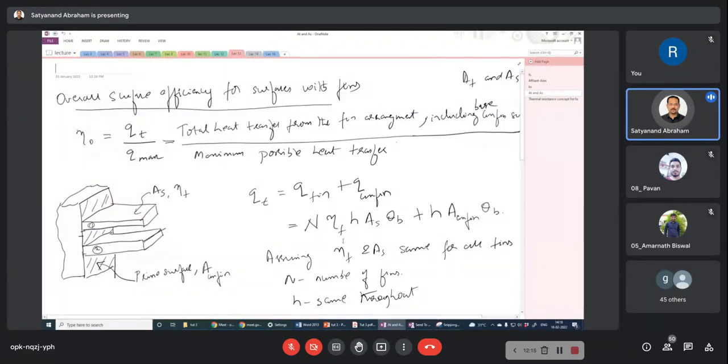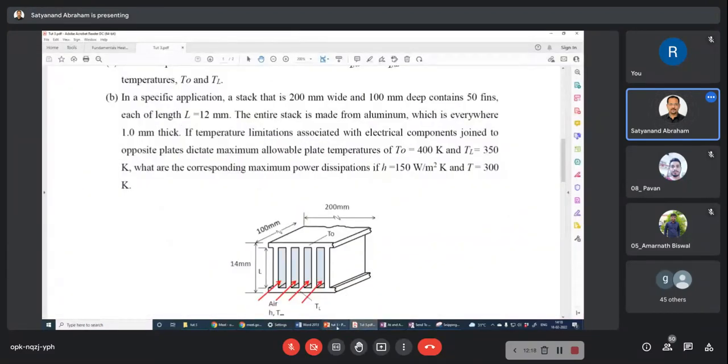So that is actually the maximum heat power. Whatever heat is transferred from the fin plus whatever heat is transferred from the no fin area, that is the maximum possible heat transfer. As I said, the fin area we can find from number of fins into the thickness of the fin, into the depth. The no fin area, the area on the base to which the fin is not attached, is equal to 200 minus number of fins into thickness into 100.